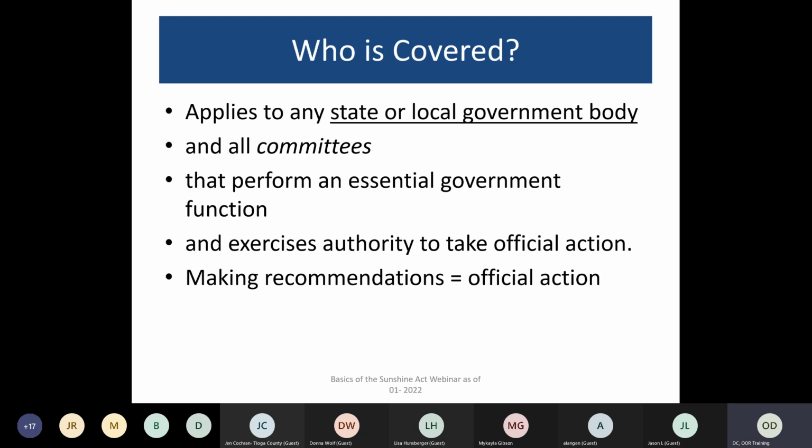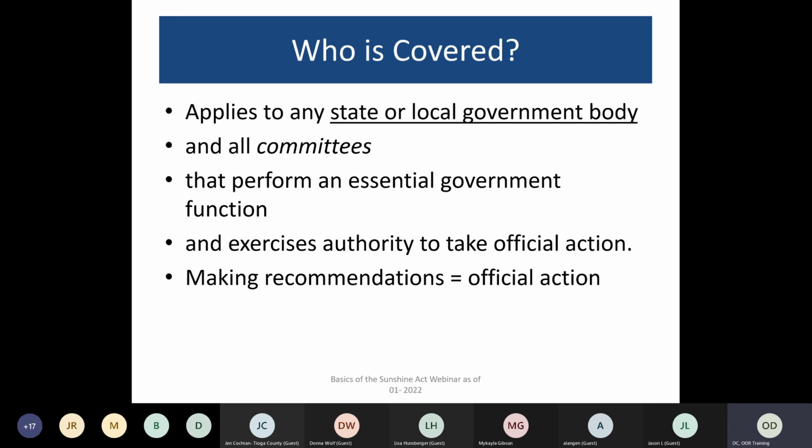Okay, so let's begin by continuing the discussion of who is covered. The Sunshine Act applies to any state or local government body and all committees. You notice committees is italicized there. The reason is that quite often questions come up, is our committee subject to the Sunshine Act? Well, let's take a look at the act itself and the definition of an agency in the act. So, any state or local government body and all committees that perform an essential government function.